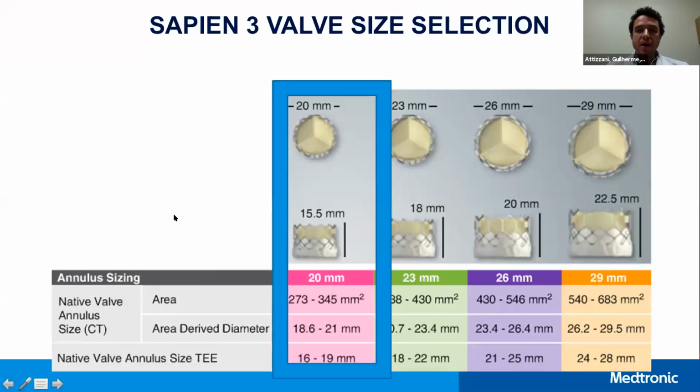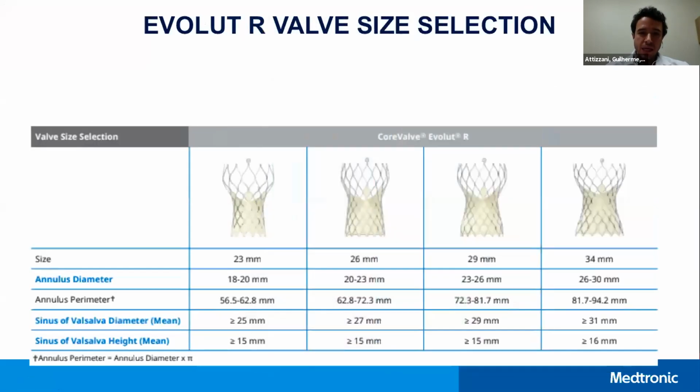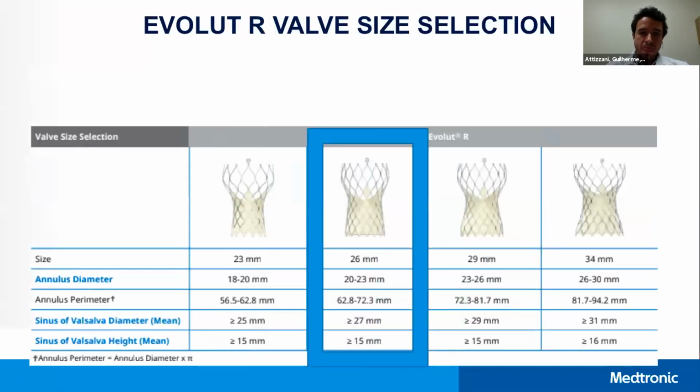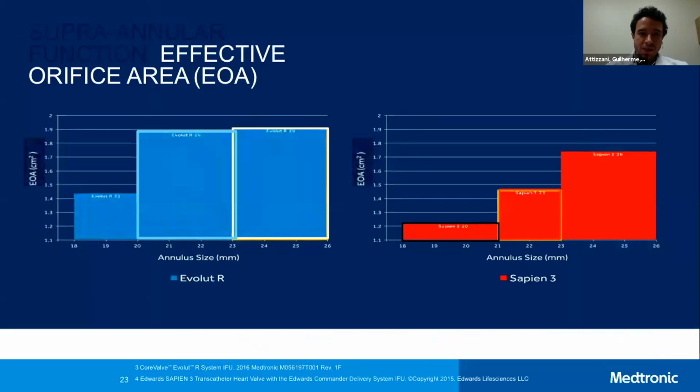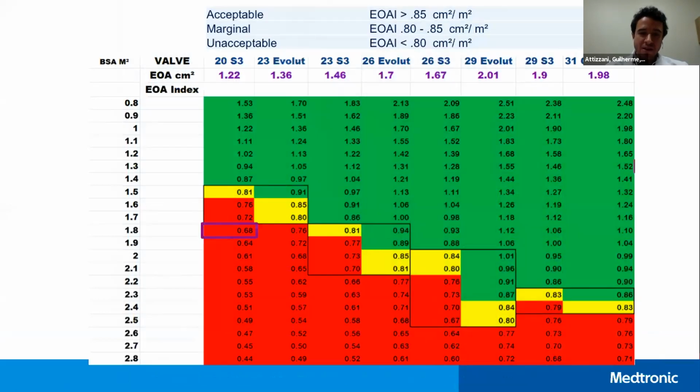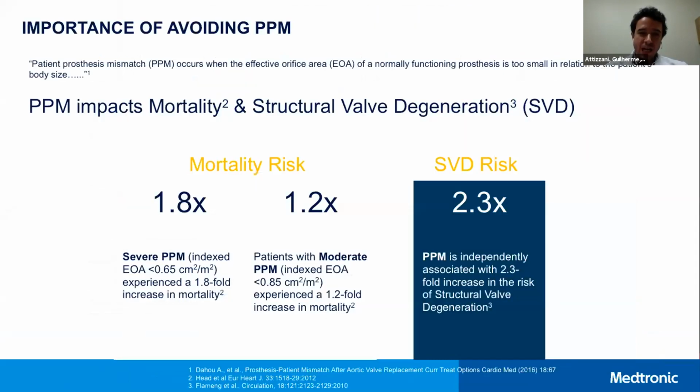If you're going to put a SAPIEN valve on this patient, she would have gotten a 20 millimeter SAPIEN valve, or she can get a 26 millimeter EVOLUT. When we look at the EOA that we're going to deliver with a 26 millimeter EVOLUT, which is around 1.9 versus a little bit above 1.2 with a SAPIEN valve, that makes a difference in this very active patient. And when we put her on this graph, which shows patient prosthesis mismatch in red for SAPIEN versus in green for EVOLUT, that's the point I'm trying to make: we have to deliver the best valve for that specific patient because we know that impacts mortality.